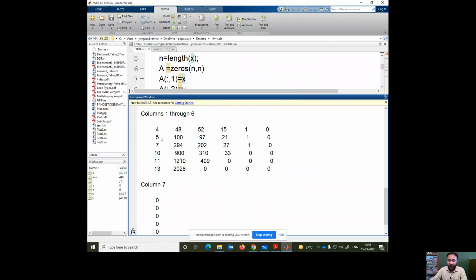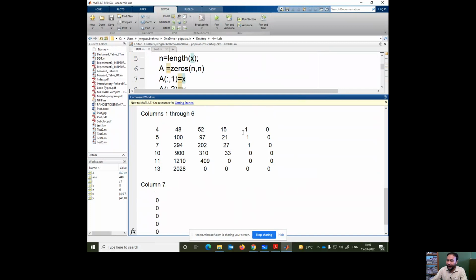Right, it is the divided difference table. This is upper triangular form. So this was the table I formed here. This is the value of x, this is the value of y. This is column number 3, where the first divided difference operation was done. This is column number 4 onwards.